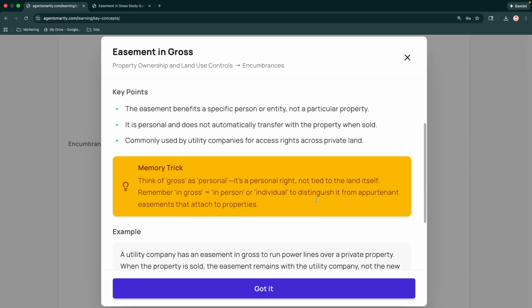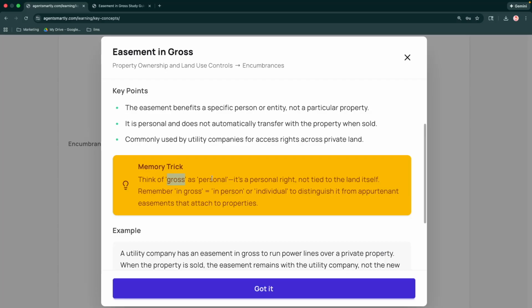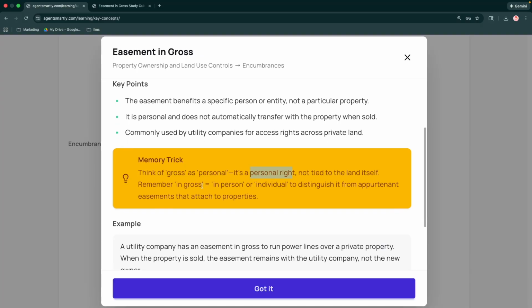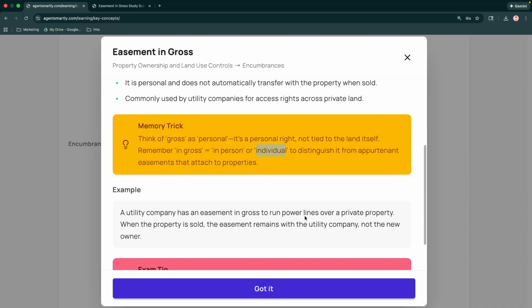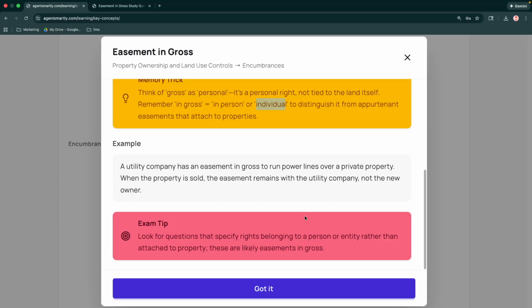For the memory trick, you can think gross as personal, which is a personal right, and is not tied to the land itself. Remember, in gross is sort of like in person. Think here, in gross, the in person or individual. The trick is in individual, distinguished from other types. For example, a utility company has an easement in gross to run power lines over a private property. When the property is sold, the easement remains with the utility company, not the new owner.